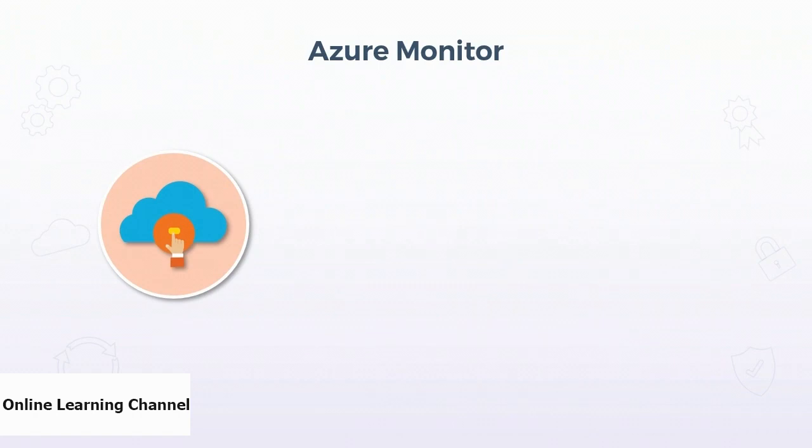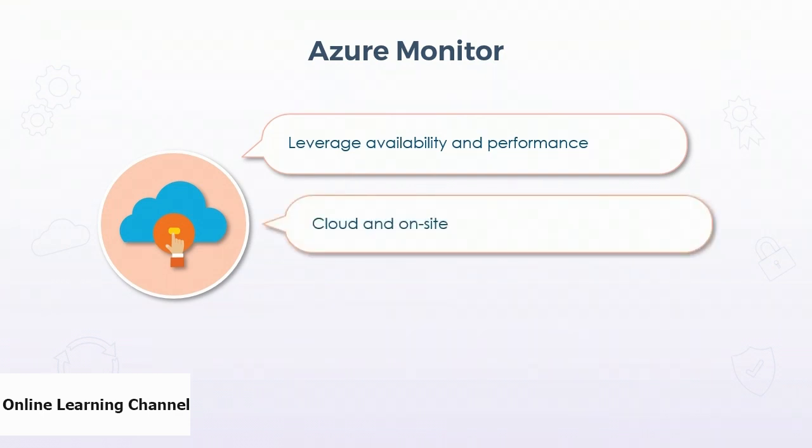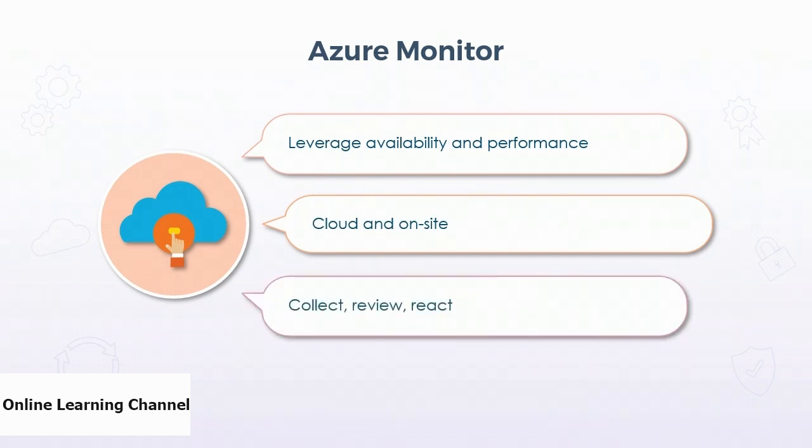Now let's take a look into the Azure Monitor service. Azure Monitor allows us to leverage the availability and performance of our applications and services, whether they're in the cloud or on site. It delivers an all-inclusive solution that allows us to collect, review, and react to our infrastructure needs from the cloud and our on-premise environments. So that allows us to have that insight that we can go from being reactive to actually being proactive with our environment and our services, and we can find issues before they actually affect the customer or our business.